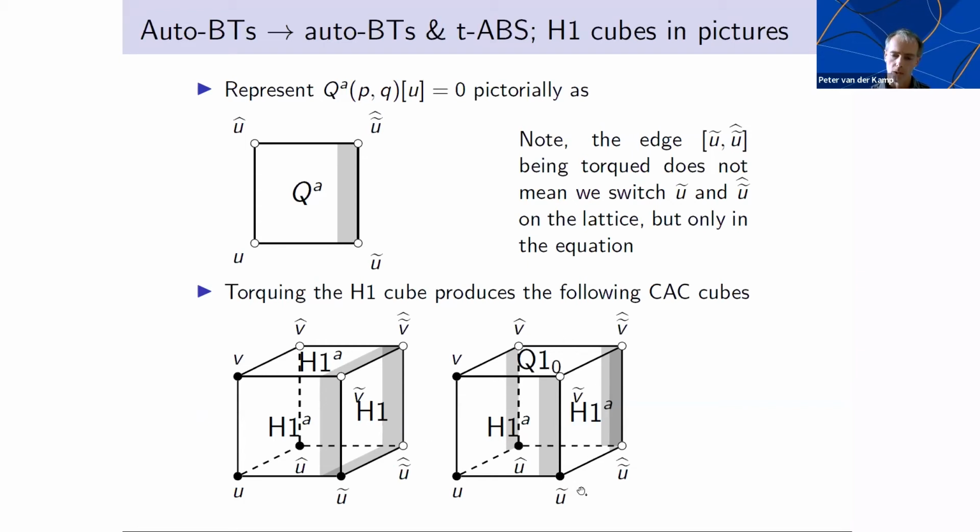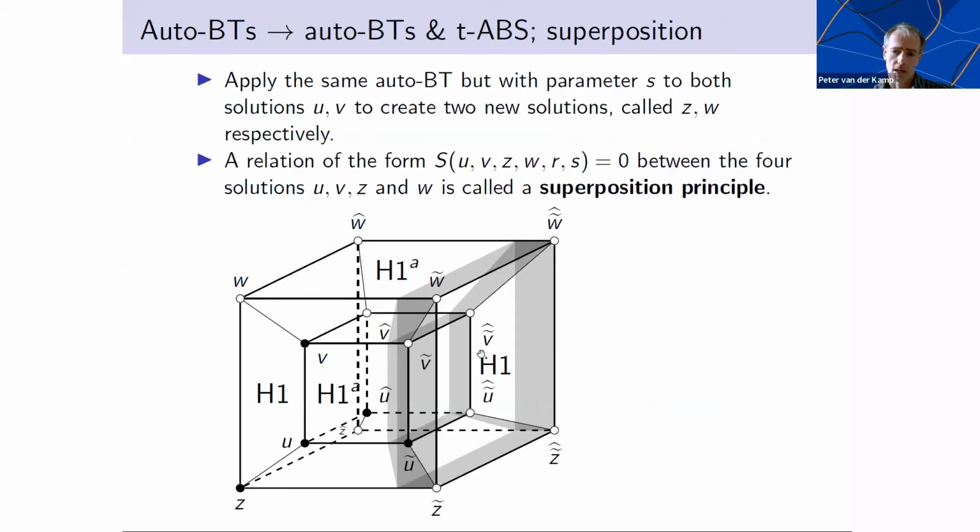The symmetric one will take the tetrahedron property and put that into a new equation. So for H1, that is Q1. And the asymmetric torque will take H1 into a torqued version of H1. So these are then the cubes that you get. You also get a superposition principle. So the original equation H1 is a superposition principle for all of these torqued versions. And there are two here. We see Q1 appearing.